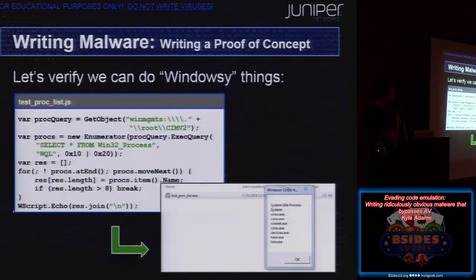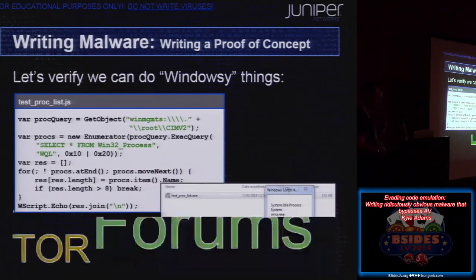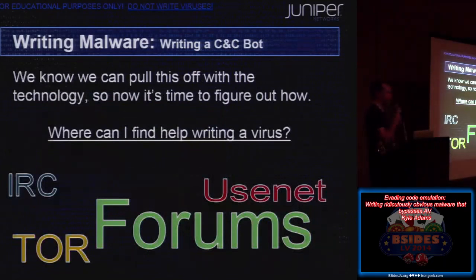But we want to make sure we can actually do things to the operating system, because after all, this is a virus. We need to actually interface with the OS. So this is just a quick little script I grabbed off the internet that gets your process list and shows you the first 8 things in Task Manager. When I wrapped that in iExpress and ran it, you can see I get the top 8 processes in the Task Manager.